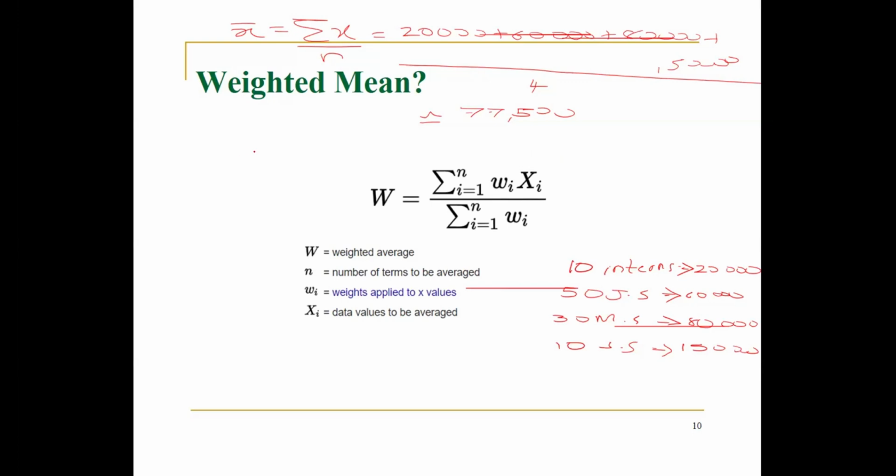So we will calculate the weighted mean by assigning some weights. Weighted mean. So we have 10 interns with 20,000 salary. Then we have 50 junior staff with 60,000 salary. Then we have 30 mid-level staff with 80,000 salary.